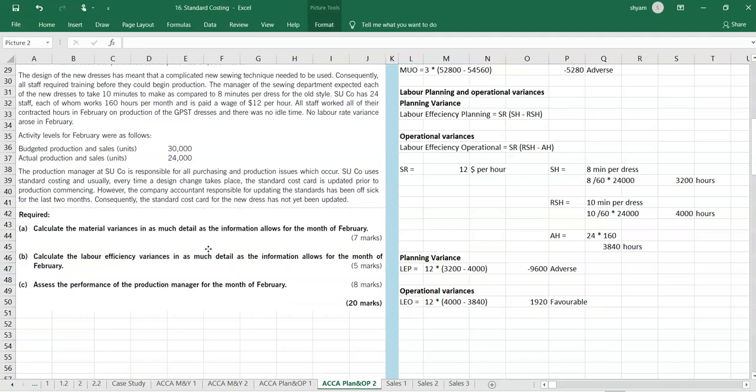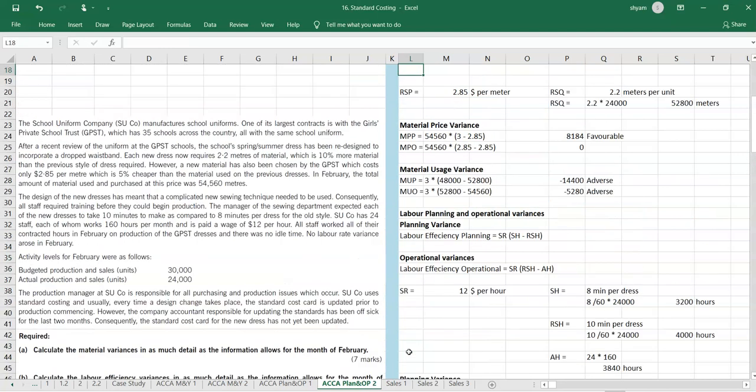So the final part is a theory question. The theory question is going to be a comment, and for the comment they have given 8 marks. Let's see how to comment and get the answer. First we'll comment on the material variance, then we'll come to labor.